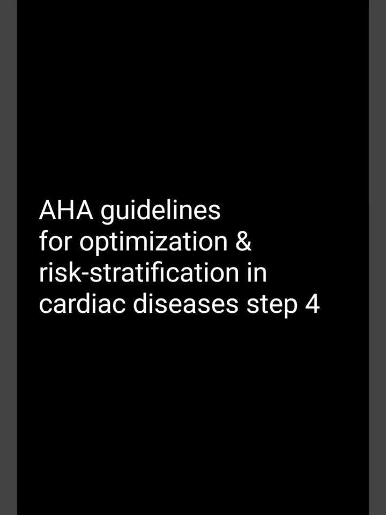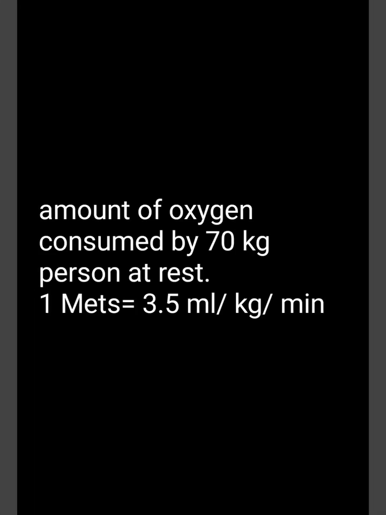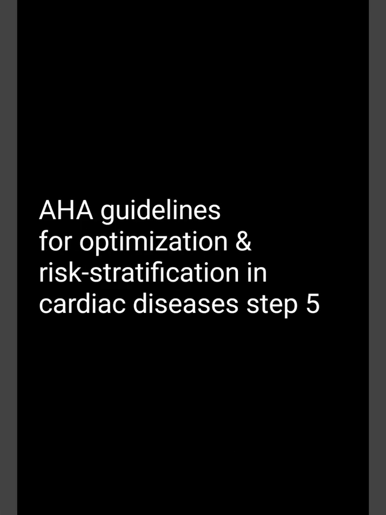Step 4. Assess functional capacity by METs, metabolic equivalent. Proceed if greater than 4 METs. What are METs? Amount of oxygen consumed by a 70 kg person at rest. 1 MET equals 3.5 milliliters per kilogram per minute. Step 5. Stress testing with dobutamine.